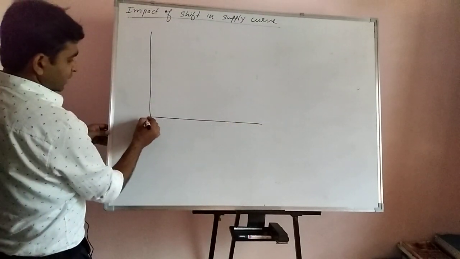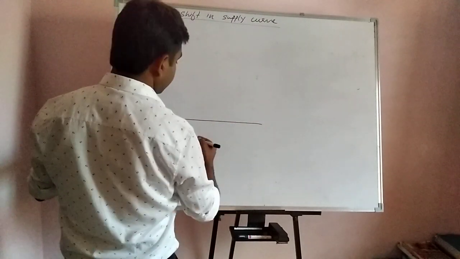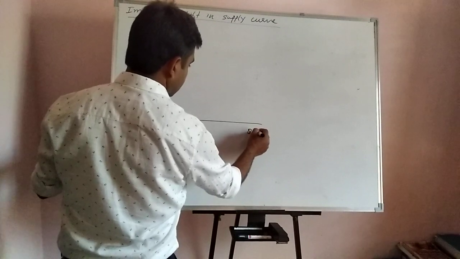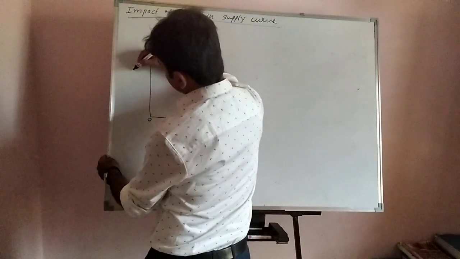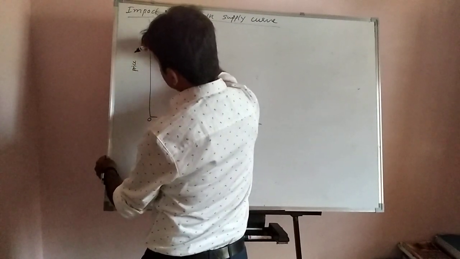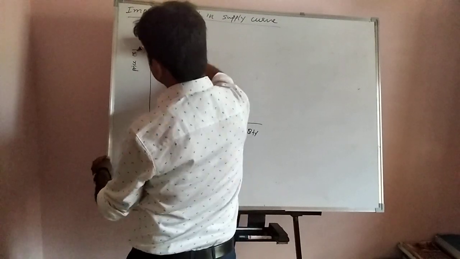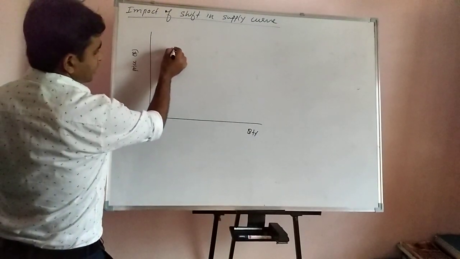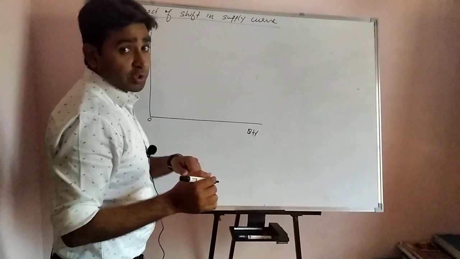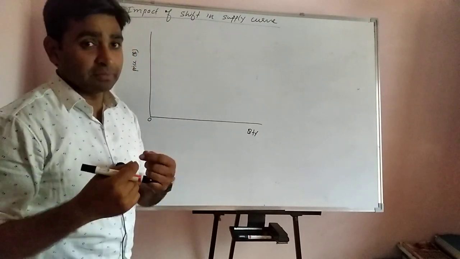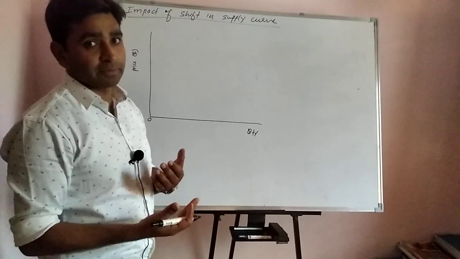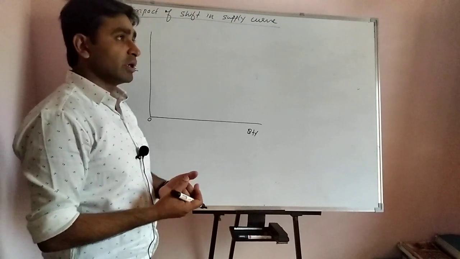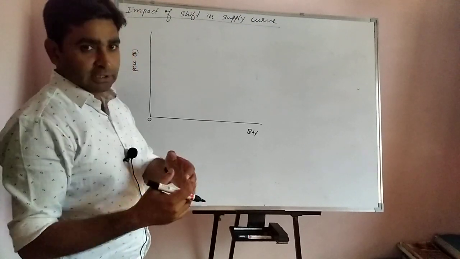So the initial point is 0 always. The x-axis will represent quantity and the y-axis will represent price in dollars. So let's draw the initial demand curve. In the last video I told you there should not be any mistake when you draw the demand curve and supply curve. Students make a silly mistake.